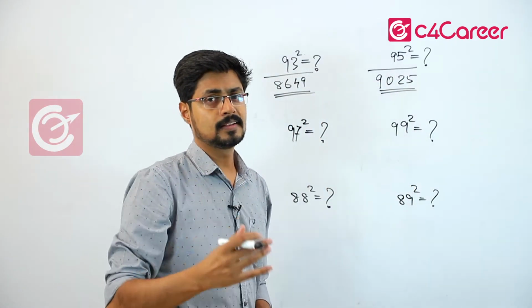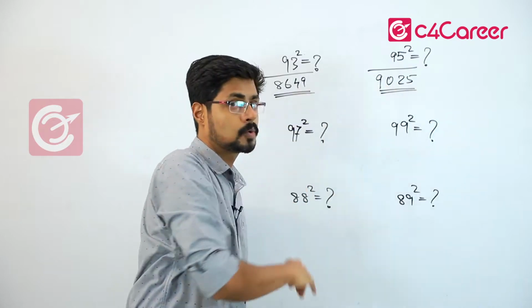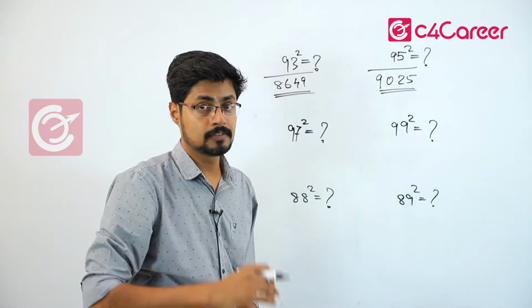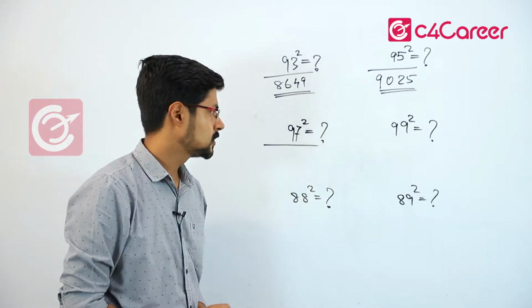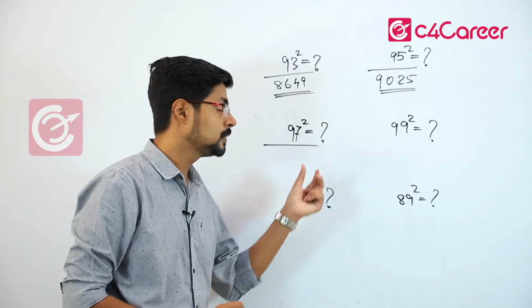So I'm sure you are getting this faster than me. The time I am taking to write it here, I am very sure you are getting it faster than that. Okay. Let's look at this one. 97. There is a small change here. That is why I took this example.